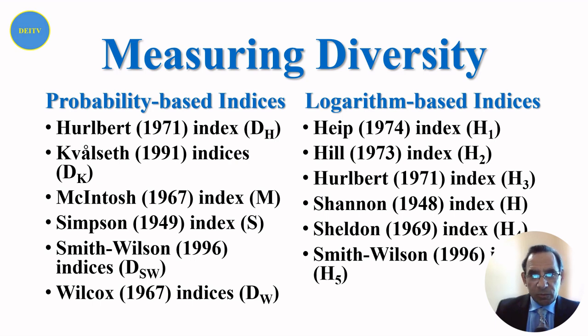Under the logarithm-based indices, we have the Shannon index. Again, it's the basis for additional indices, such as the Heap index and the Hill index. We have the Holbert logarithm-based index. We have the Sheldon index, and also we have the Smith-Wilson logarithm-based indices.